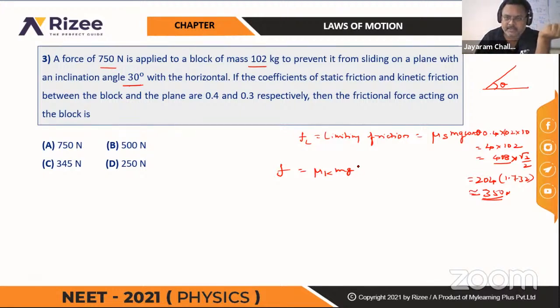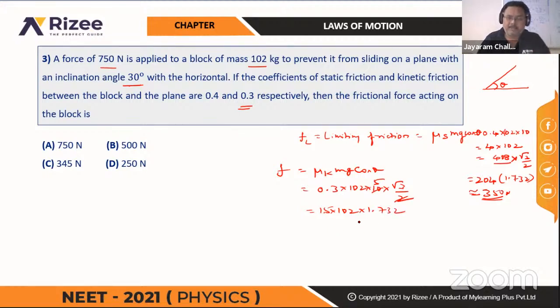And in this case, mu k into mg cos theta we need to consider. Mu k, since it is under motion, kinetic friction will be there. 0.3 into 102 into 10 into cos 30, which is root 3 by 2. Sorry, it is going to be 5 times. So multiply this, it will be 1.5 into 102 into root 3 value 1.732. When you multiply this, this value will give you the frictional force.